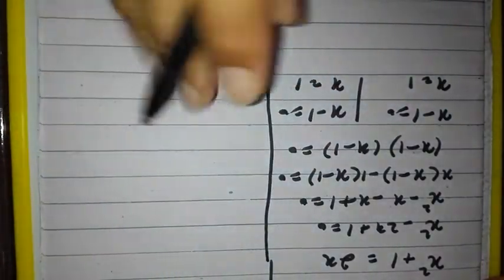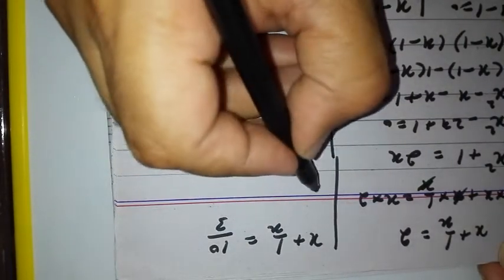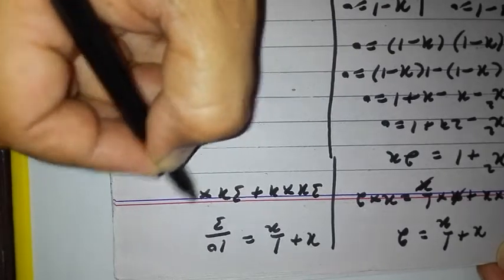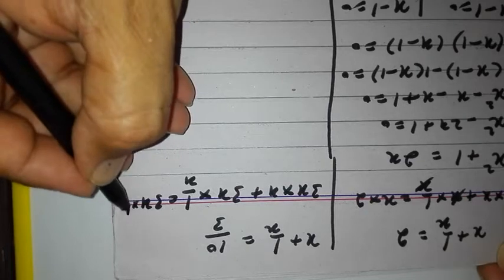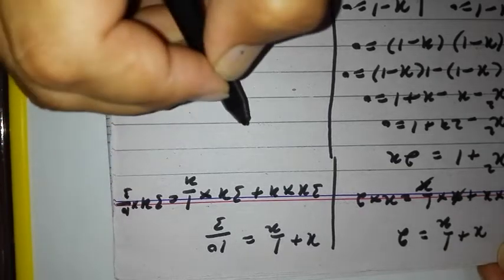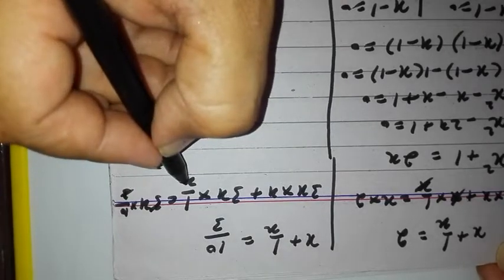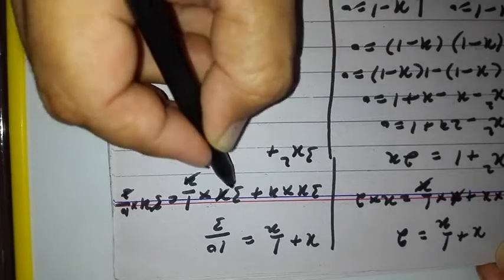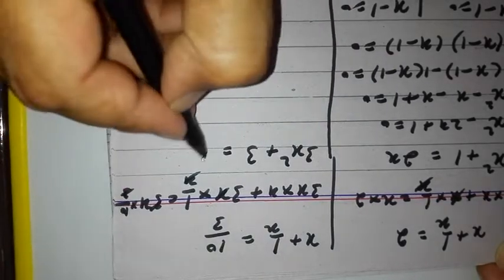So this is unique. Now look here, multiplying both sides by 3x: 3x into x plus 3x into 1 over x equals 3x into 10 divided by 3. This 3 cancels with this 3, and here x cancels with this x. We get 3x square plus 3 equals 10x.